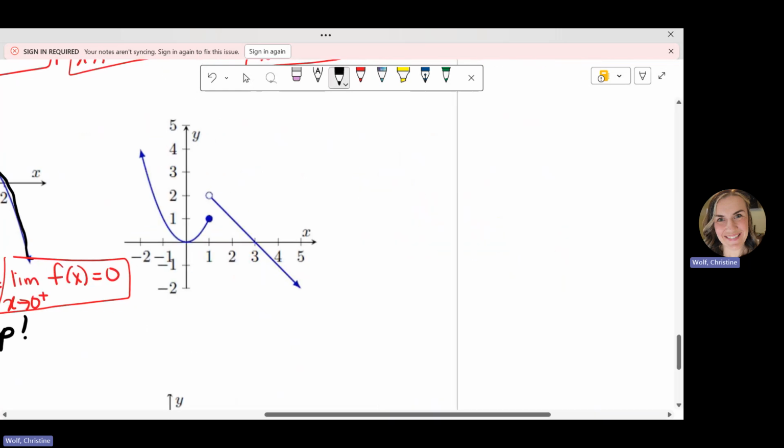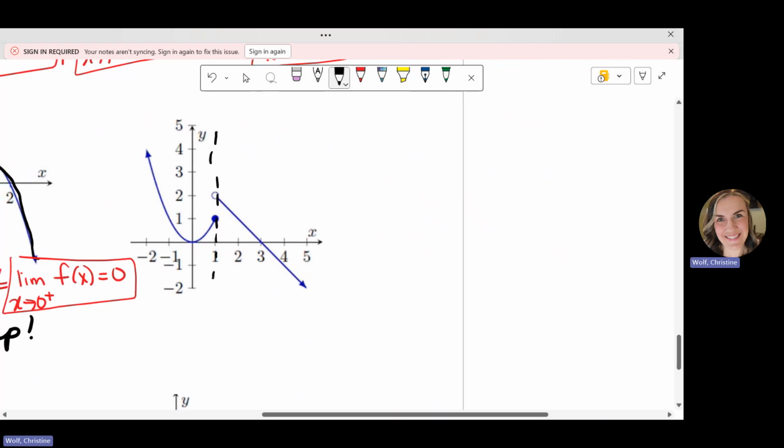This one kind of looks the same. We've got that gap or that jump in the graph. So let's just confirm. When I approach that value of x equals 1 from the left, I am approaching a y value of 1. But then when I approach it from the right, I get a height of 2 instead. So again, my left-hand side doesn't equal my right-hand side.